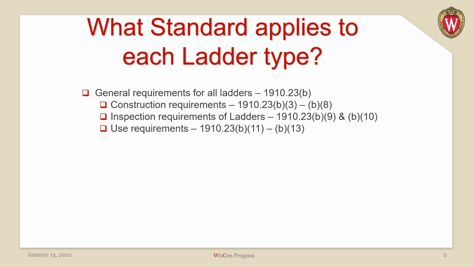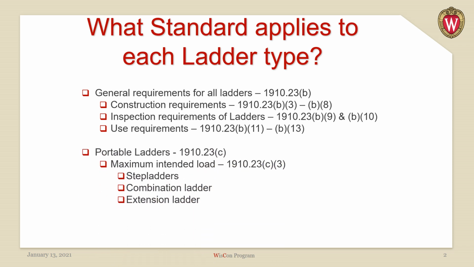And then the last part that you'll find within this general requirements section of importance is 1910.23 B11 through B13, and that's the use requirements. That's talking about ensuring that your people understand how to use the ladders, the training aspects of that, ensuring that they face the ladder when climbing up or down it, ensuring that they use at least one hand to grasp the ladder, and ensuring that no employee carries any object or load that could cause the employee to lose balance or fall while climbing. So those are all general OSHA requirements for use.